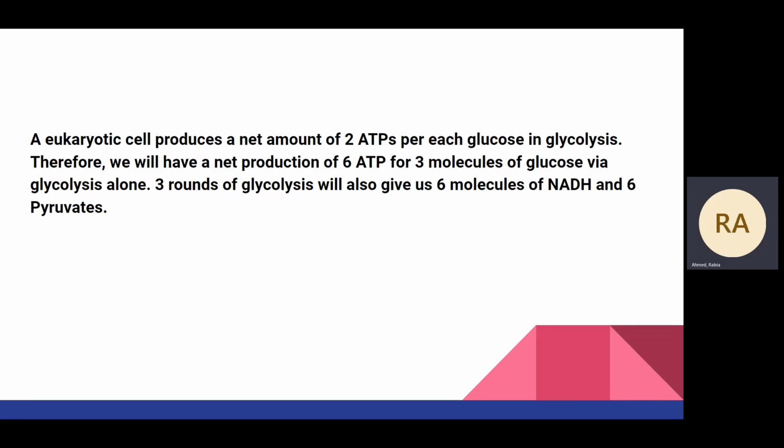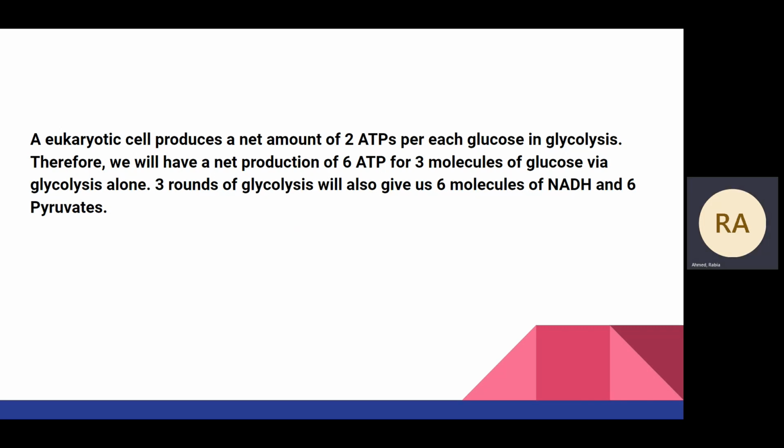We'll move on. So a eukaryotic cell produces a net amount of 2 ATPs per each glucose in glycolysis. Therefore, we will have a net production of 6 ATP for 3 molecules of glucose via glycolysis alone. 3 rounds of glycolysis will also give us 6 molecules of NADH and 6 pyruvates. I'll break this down more in the next slide to make more sense.